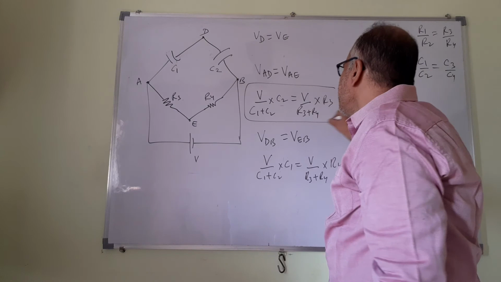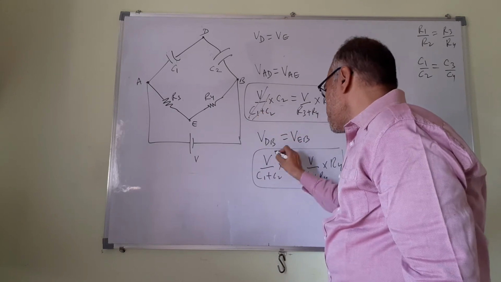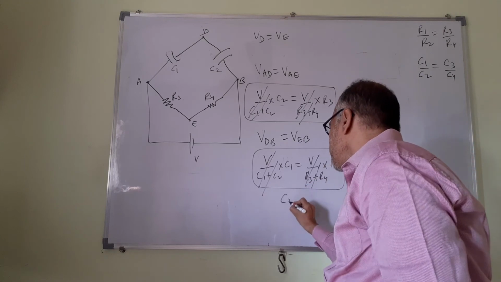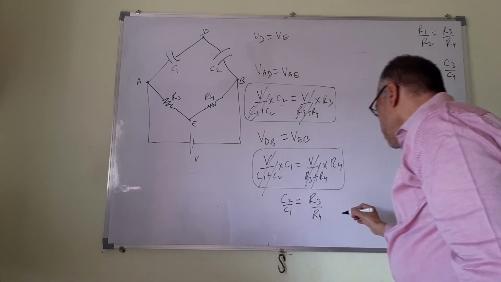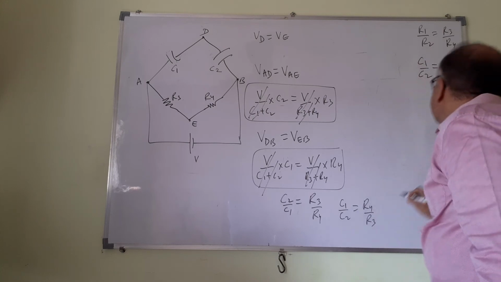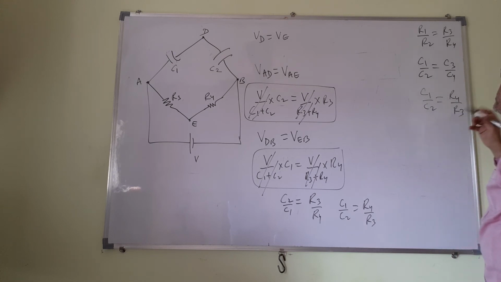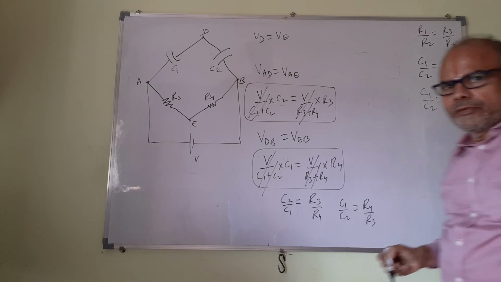So let's divide these two. V by C1 plus C2 cancels. V by R3 plus R4 cancels. I get C2 by C1 is equal to R3 by R4, or in the standard way, C1 by C2 will be R4 by R3. So C1 by C2 is equal to R4 by R3. So just check out this: R1, R2, R3, R4, C1, C2, C3, C4, C1, C2, R4, R3. It's not R3 by R4. Thank you.